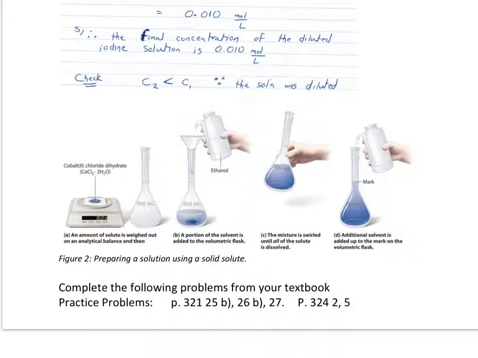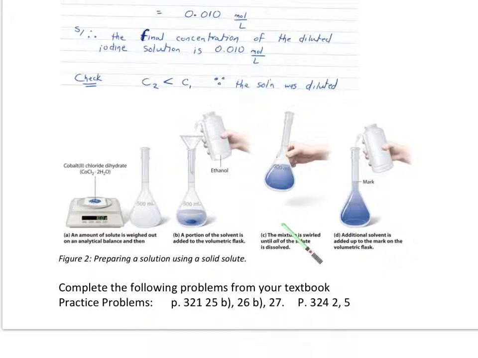And so now, just really quickly, looking at figure 2 here, which talks about preparing a solution using a solid solute. This figure summarizes some of the key steps in doing this. Once you have weighed out the appropriate amount of your solute, you're going to add it to the volumetric flask, but before you add it, have a portion of your solvent already in the flask. So maybe fill it 1/3 full, and then you're going to add your solute, and swirl it until all of the solute is dissolved.